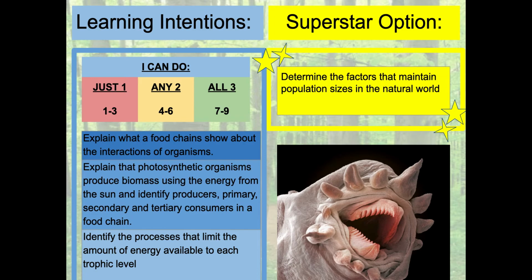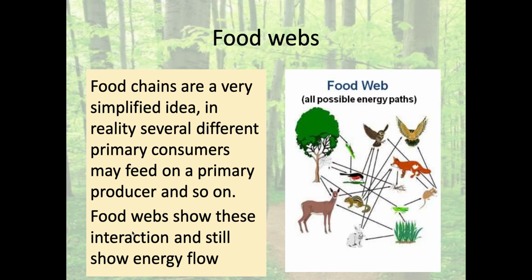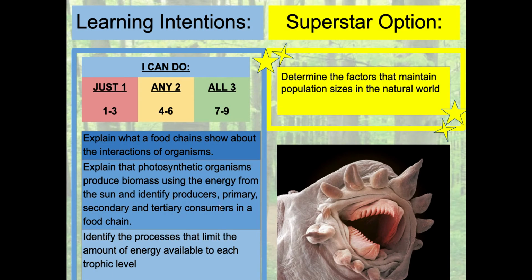Then looking at producers, primary, secondary and tertiary consumers in food chains, and then looking at processes that limit the amount of energy available at each trophic level. A trophic level is what we mean by producer, primary, secondary, tertiary consumer. Producers, that's the first trophic level. Primary consumers are the second trophic level, and so on. So trophic level just means where you are.